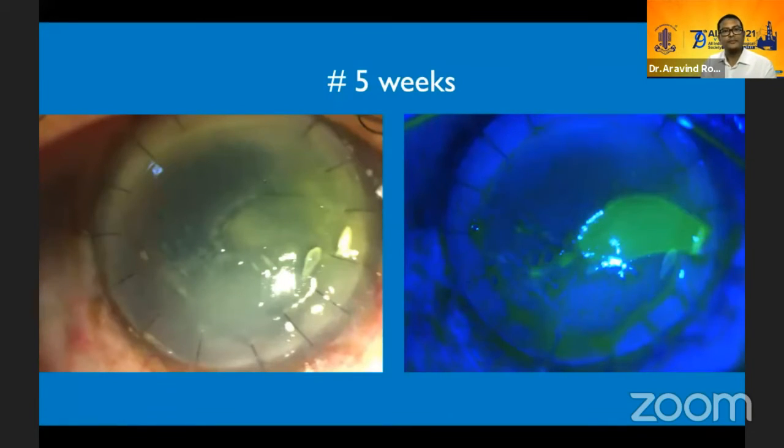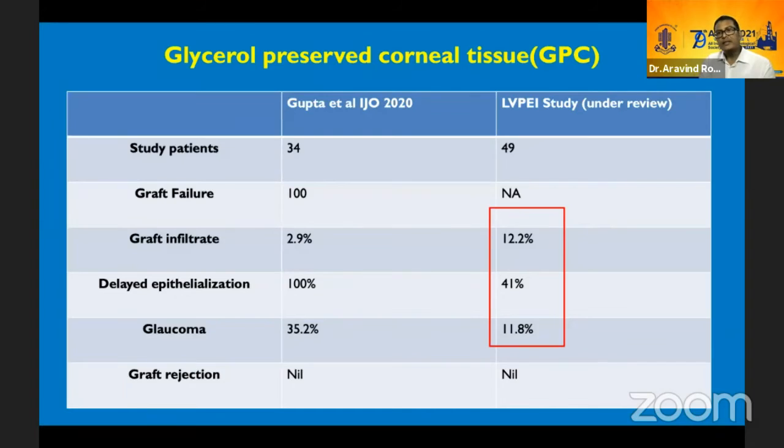When we compared the outcomes of glycerol preserved corneal tissue in our study, which is currently under review, with a paper that has also been published in IJO by Gupta et al., we found that the very common postoperative or perioperative complications are either a recurrence in the graft, delayed epithelialization, and glaucoma.